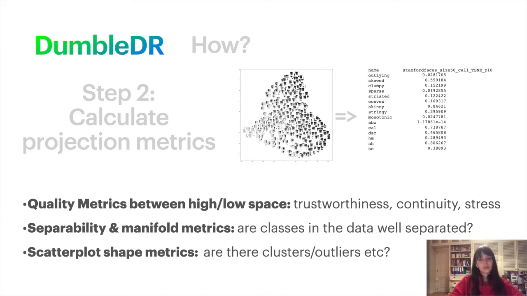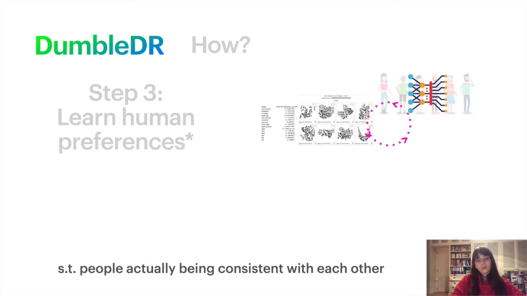These quality metrics are trustworthiness, stress, but they can also be checking if there's a manifold in the projection or if the classes are separable, and also just scatter plot metrics like are there outliers here, are there clusters, to check for all kinds of tasks people might be interested in. The idea is to learn the connection between these metrics and human preferences. This is, of course, subject to people actually being consistent with each other.